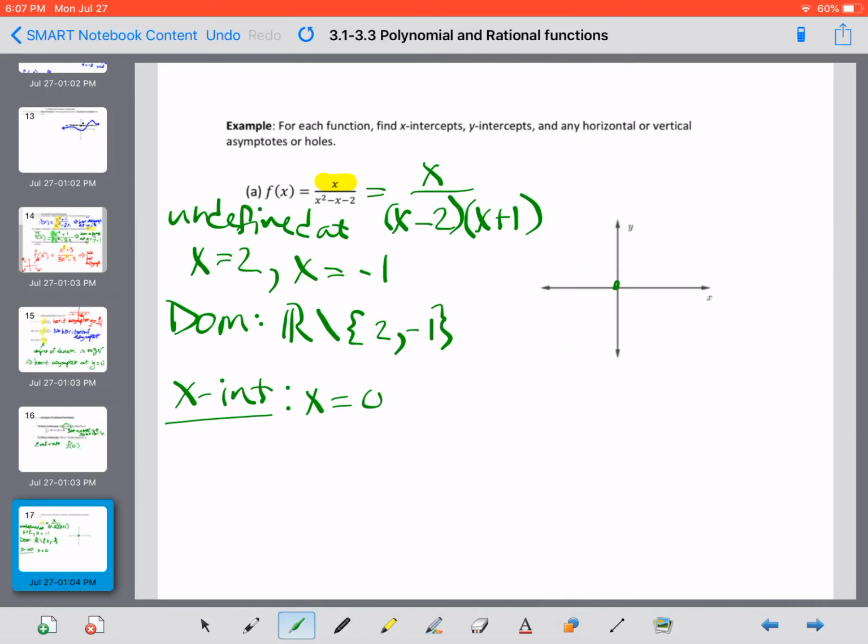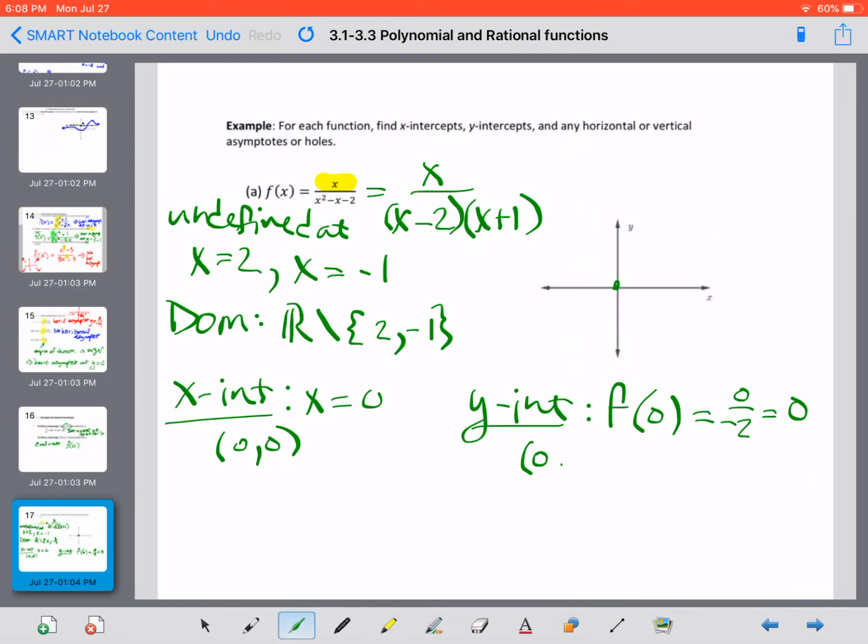That's the origin. Now to find any y-intercept, I need to evaluate the function at 0. In other words, find f of 0. Well, what do you know? When you plug 0 into this function, you get 0 over negative 2, which is just plain 0. So the x-intercept and the y-intercept, in both cases, you get the point (0, 0). That's the only place your function is going to cross the x or the y-axis. Great. Let's move on to holes and vertical asymptotes.